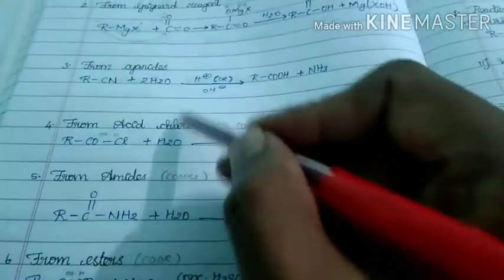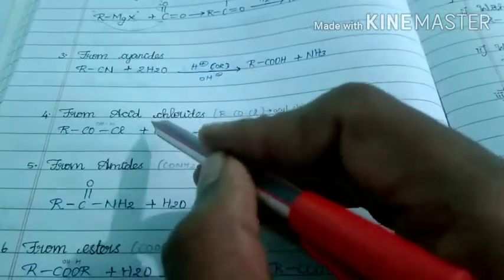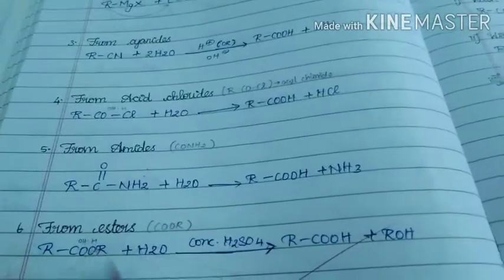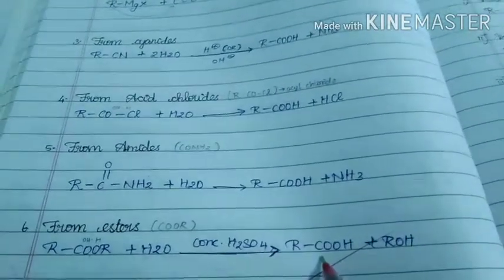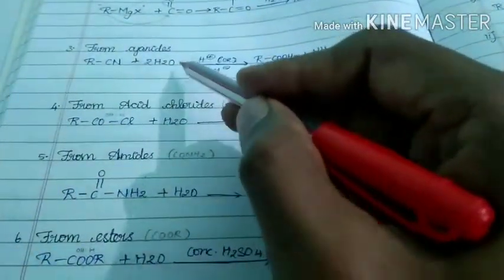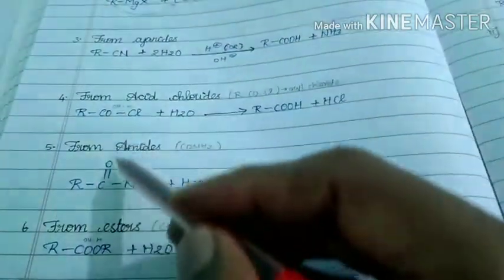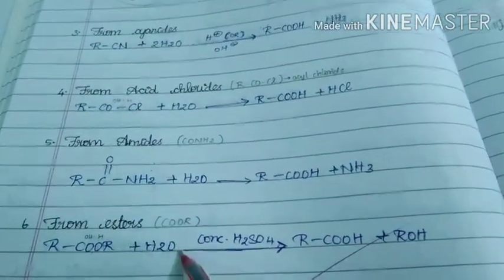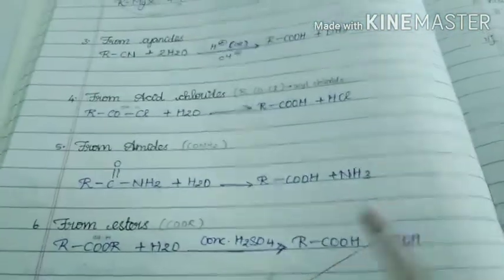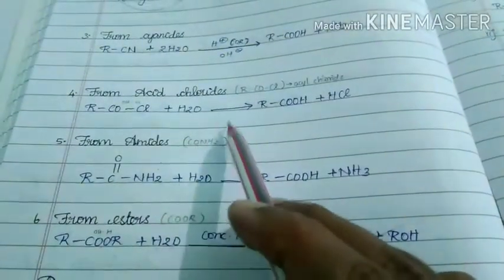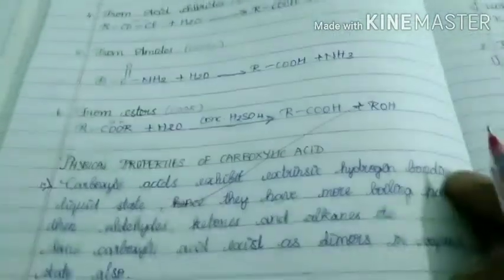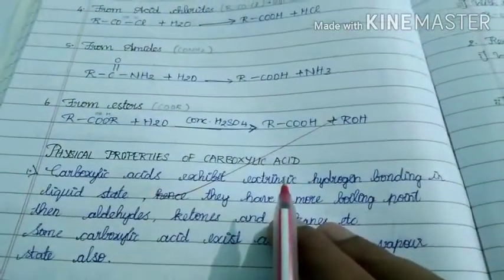Here, if you observe these reactions, all are functional groups: cyanides, acid chlorides, amides. Here, this is also an ester. From esters also we can make acids. All are functional groups: cyanides, acid chlorides, amides, esters. When all these compounds undergo hydrolysis, then we get carboxylic acids. When these compounds react with water, then we get which one? Carboxylic acids. That is about the manufacturing of carboxylic acids.